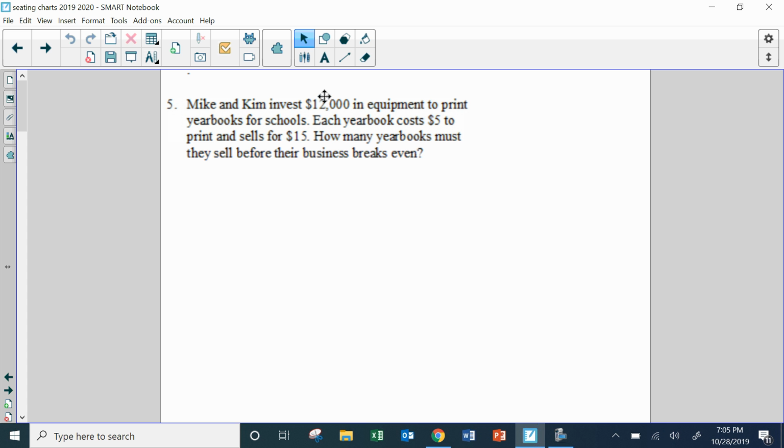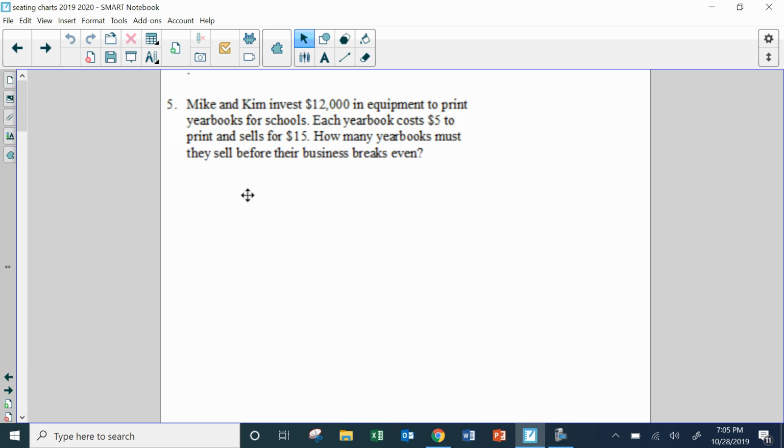The problem is they've already spent $12,000 on the equipment, so they're already $12,000 down when it comes to how much money they've made. So they're going to have to print a lot of yearbooks at only a profit of $10 per yearbook in order to make up that $12,000 they've already paid. So I know it's going to be a fairly high number.